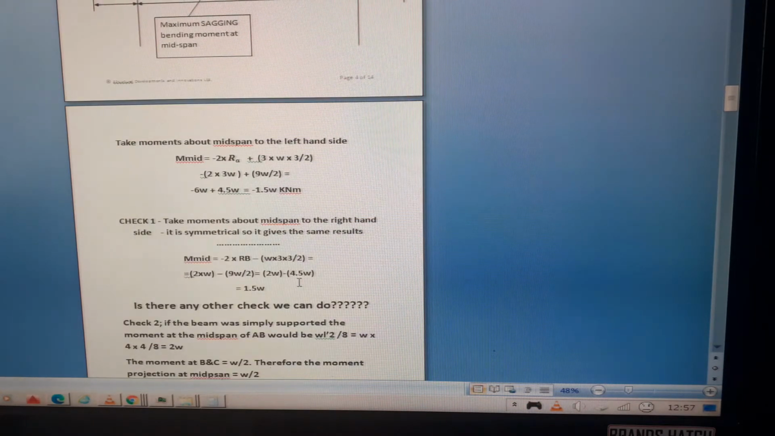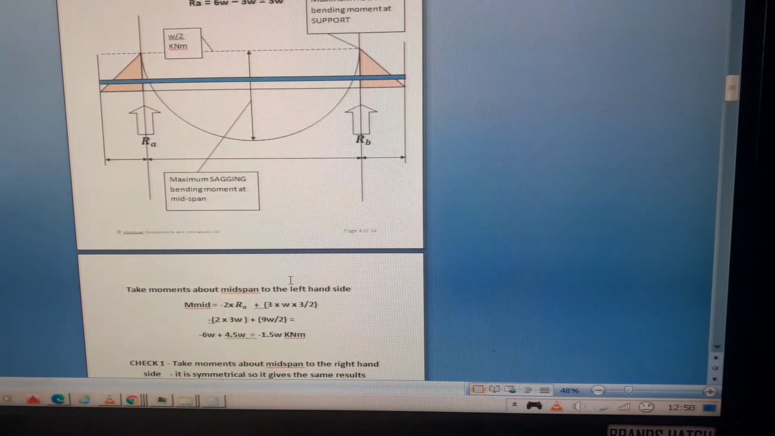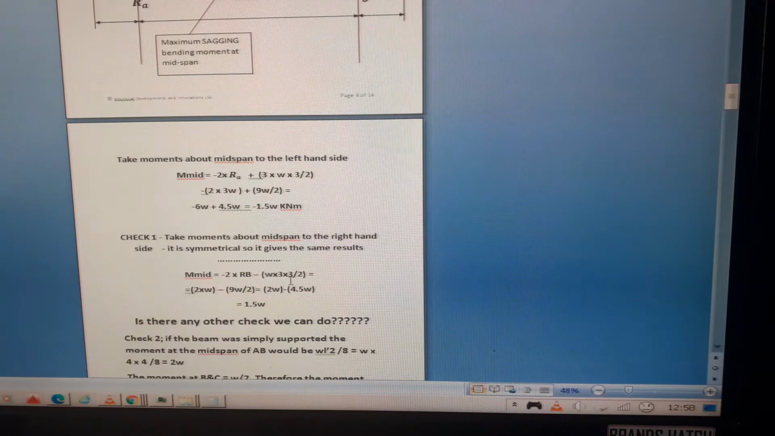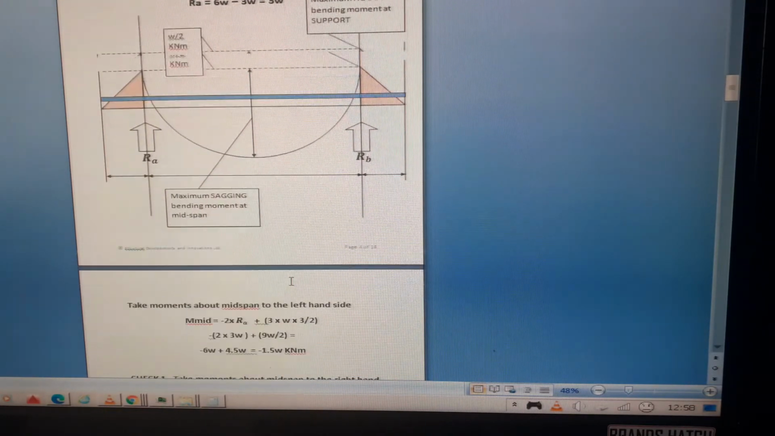So I can check this easily by taking moments about the other side. So taking sections about the other side. Because it's symmetrical, it's obviously going to give me the same answer. So if we want to do another check, is there any other way we can check this result by hand?